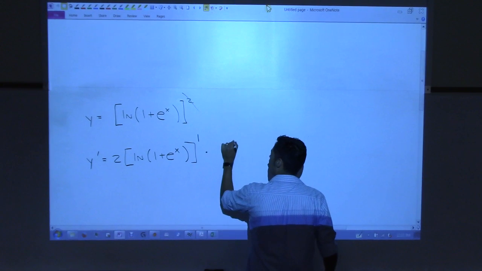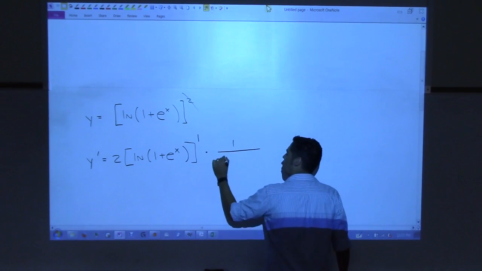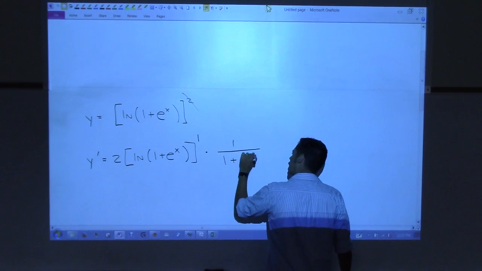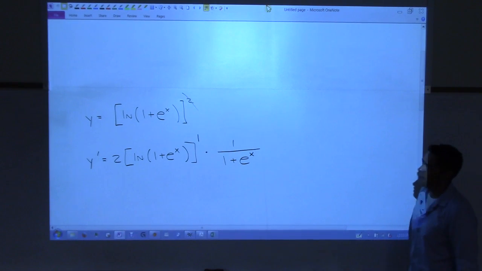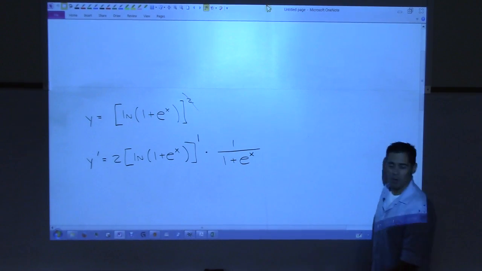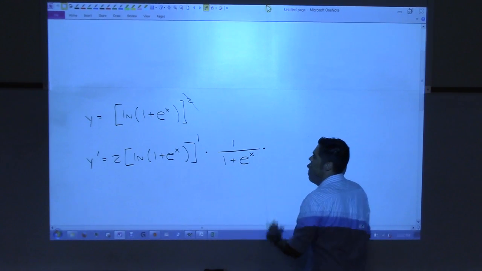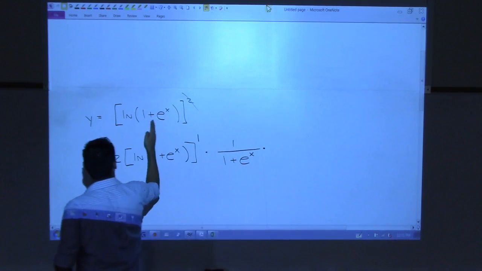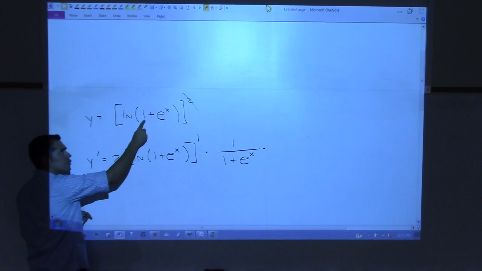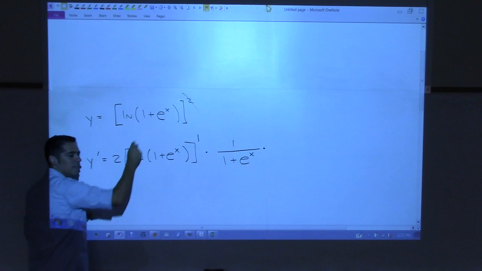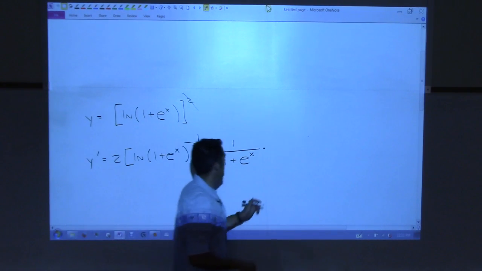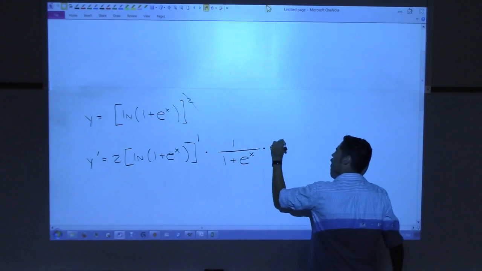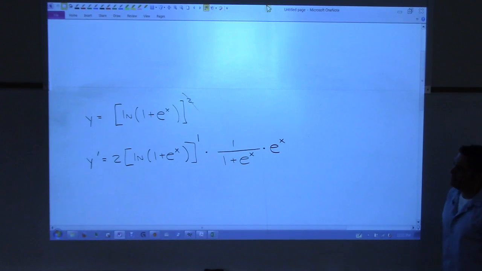1 over 1 plus e to the x, times the derivative of what's inside the natural log, which is, let's see, there's 2 terms here. So derivative of 1, 0, plus derivative of e to the x is itself, e to the x. That's it. Now I'm going to clean it up a little bit.